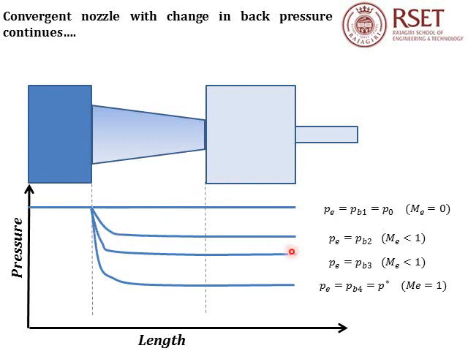When the back pressure is reduced from PB3 to say PB4, the flow here accelerates. There will be greater reduction in pressure and it approaches the exit plane such that PE will be equal to PB4, and here let's say that Mach number becomes equal to 1. If Mach number becomes equal to 1, then the exit plane pressure is equal to the critical pressure P star. Hence, we can write this particular equation.